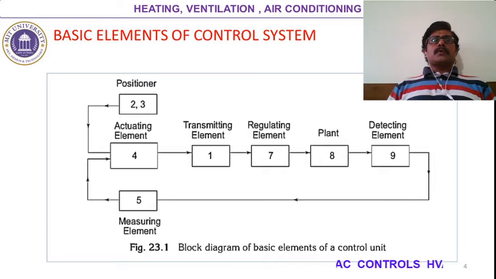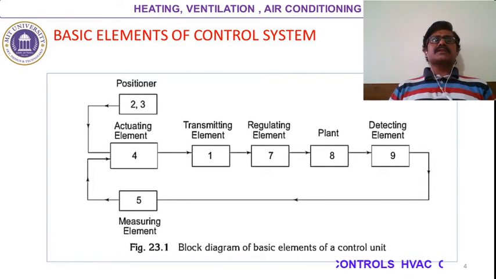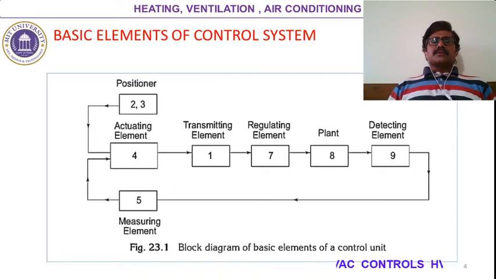Now this particular block diagram shows the basic elements of a control system, which essentially consists of a transmitting element, a regulating element, then your plant, then the detecting element, measuring element, and the positioner. So this is the block diagram for some of the basic elements which can be used for the control system and the sequence in which they can be arranged. Now let us look at some of the basic elements and their functions in the upcoming slides.